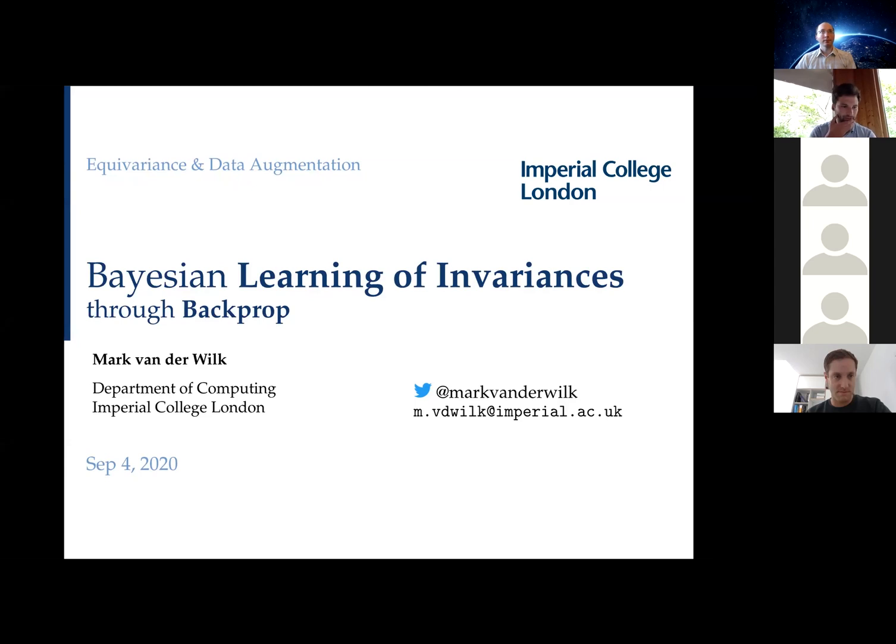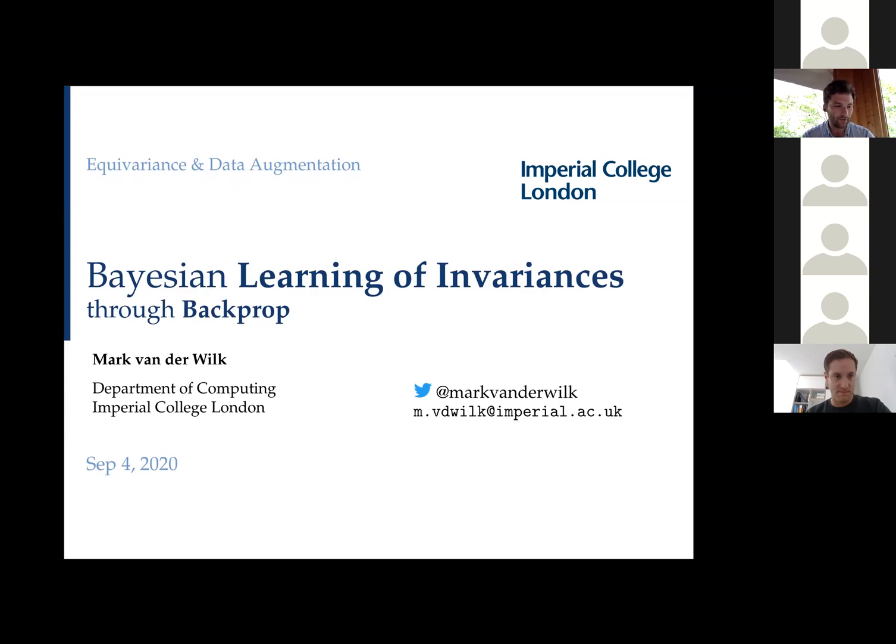Thanks very much for the introduction. My name is Mark van der Wilk, and yes, I am an assistant professor at Imperial College London, where I work a lot on trying to automate the procedure of finding good inductive biases for machine learning models. And given the fact that an invariance is a really useful inductive bias for machine learning models, this is one thing that I have become very interested in recently as well.